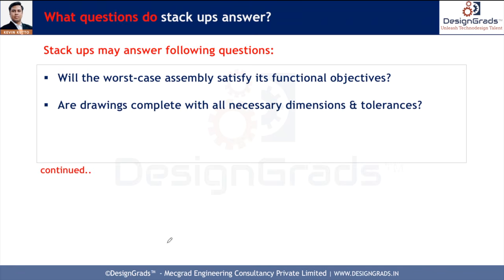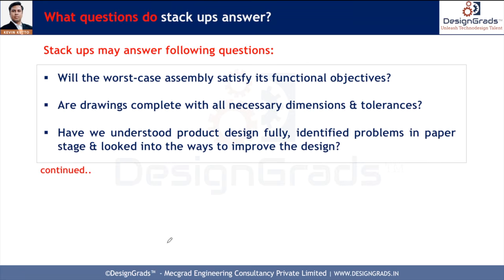Are drawings complete with all necessary dimensions and tolerances or not? If I give the same part to multiple engineers to create a drawing, I'm sure that they will dimension it in different ways and they will provide different tolerances. Now, which one is the correct one? We can easily find it out with the help of stack-up analysis. When you start doing stack-up analysis, you can easily find out if you have covered all the dimensions which are very important or not, and whether your tolerances are optimal or not.